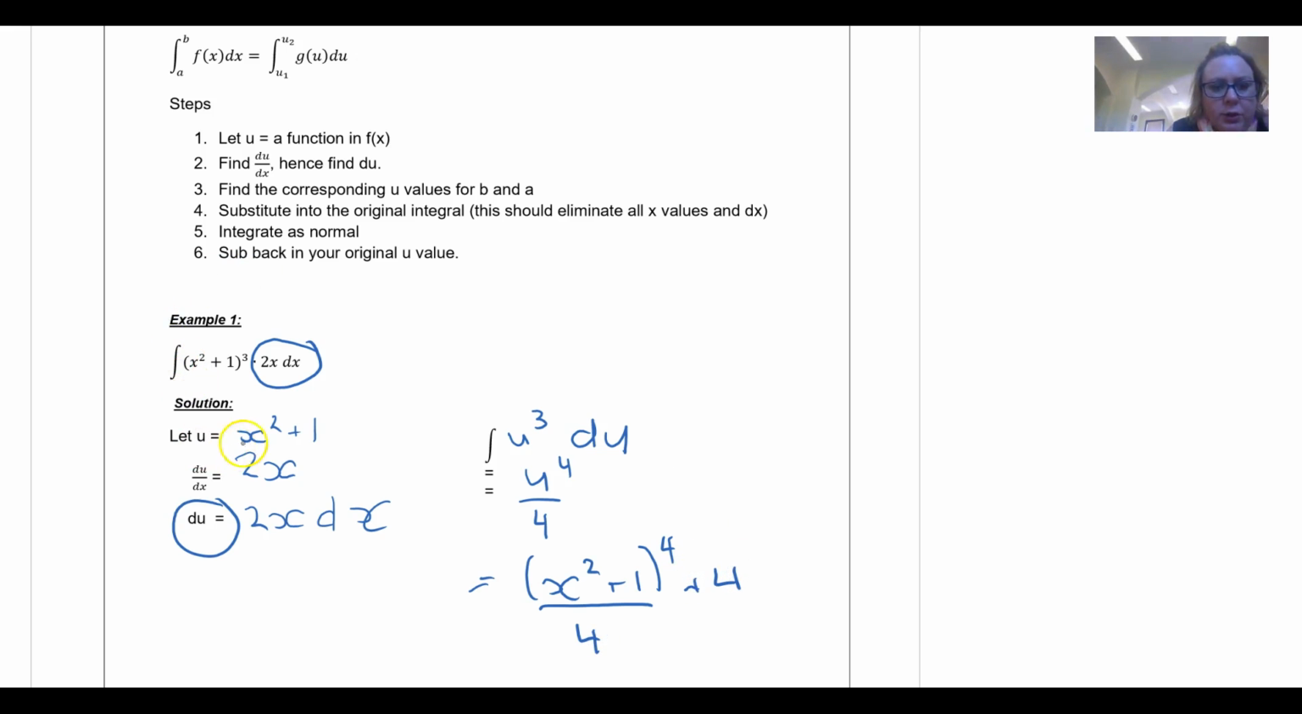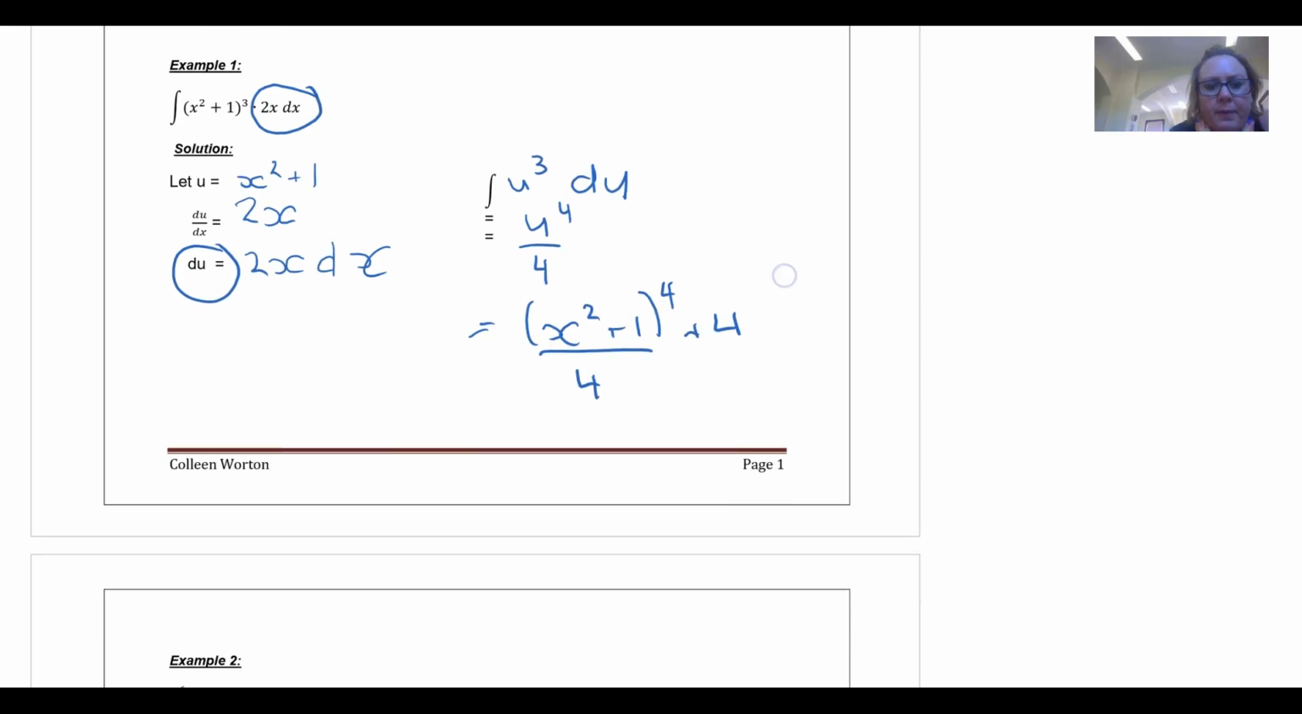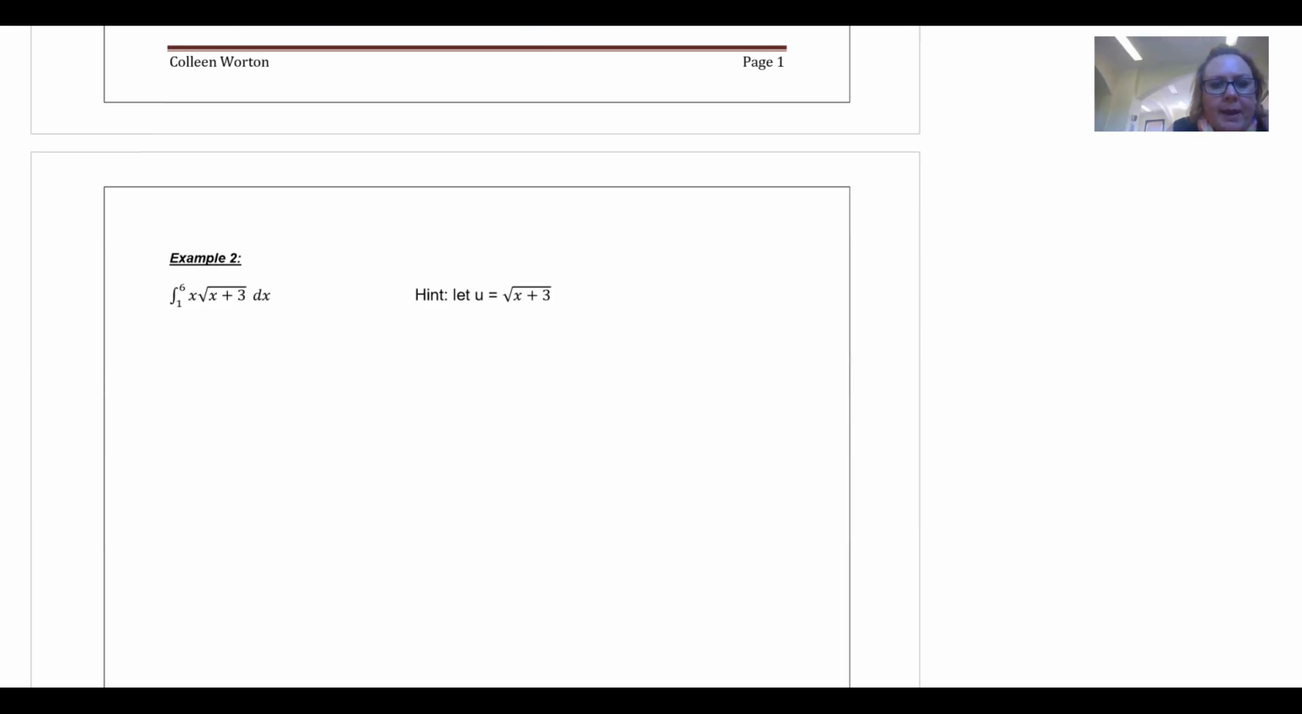So I found u, I found du dx, differentiated it, made du the subject and substituted it in. If I've got boundaries, these are x boundaries. So I either need to find u boundaries to substitute in or change it back to x. I find it easier if I find u values.